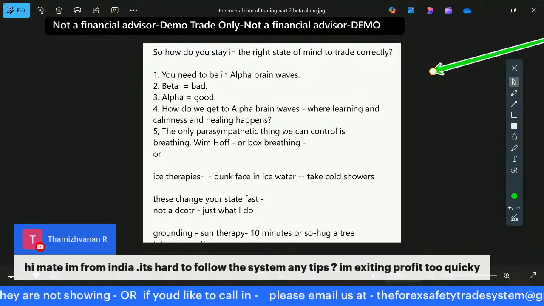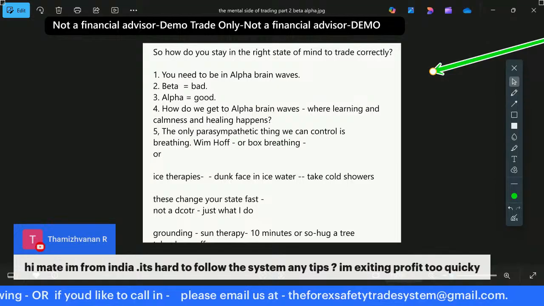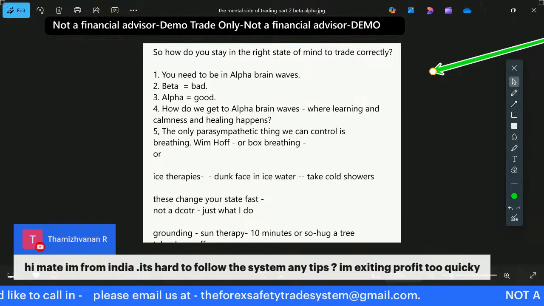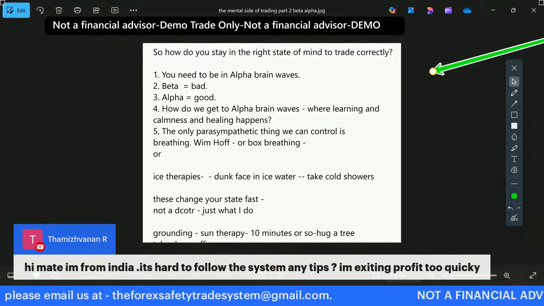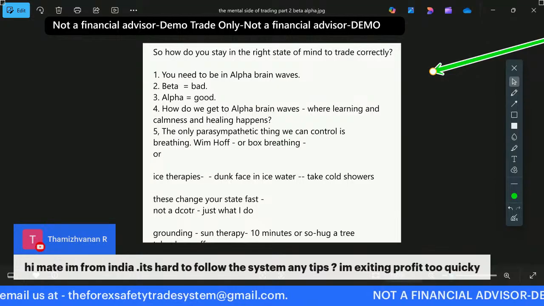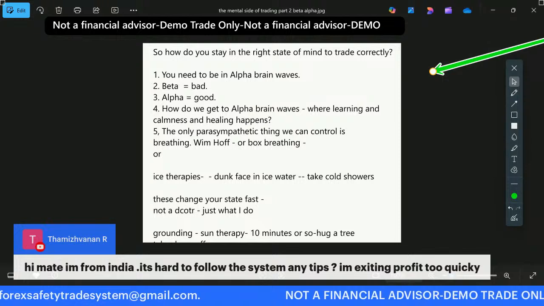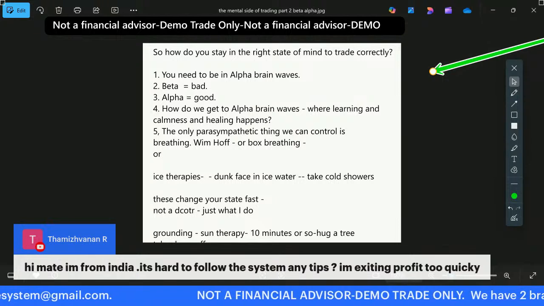So you want to go from your scared, fight, beta brainwaves into the alpha brainwaves where you're calm. How do you get to be calm? Trust. Understand the markets are 100% rigged. Understand that my system has that, and understand that it knows where it's going before it happens. So how do you get into the alpha brainwaves?